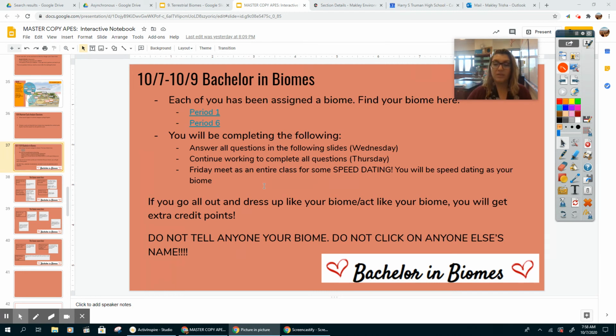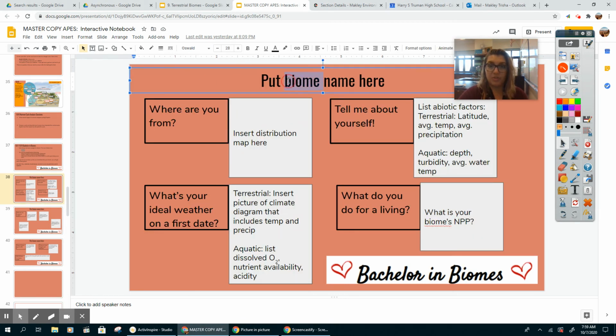The other really important thing is do not tell anyone else your biome. That'll ruin the fun on Friday. And do not click on anyone else's name. Click on your own name. So you're going to put your biome name here. If you're the desert, you're going to say desert. And then you're going to go through and answer the questions.